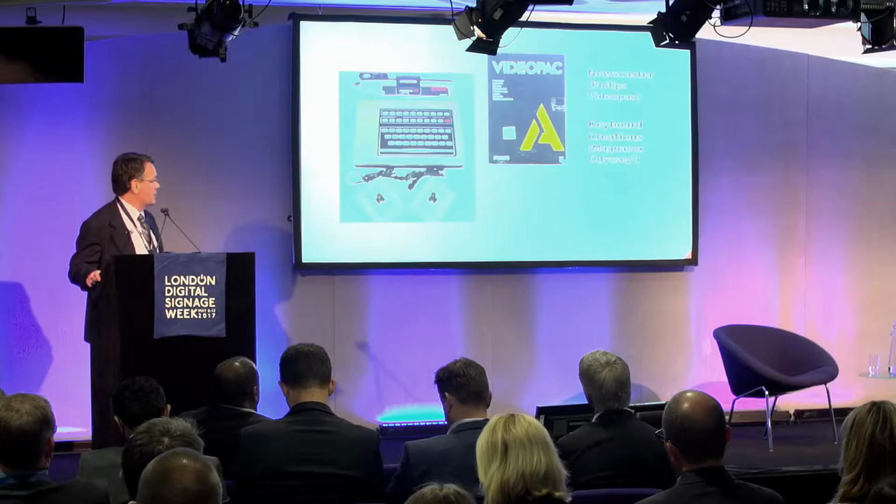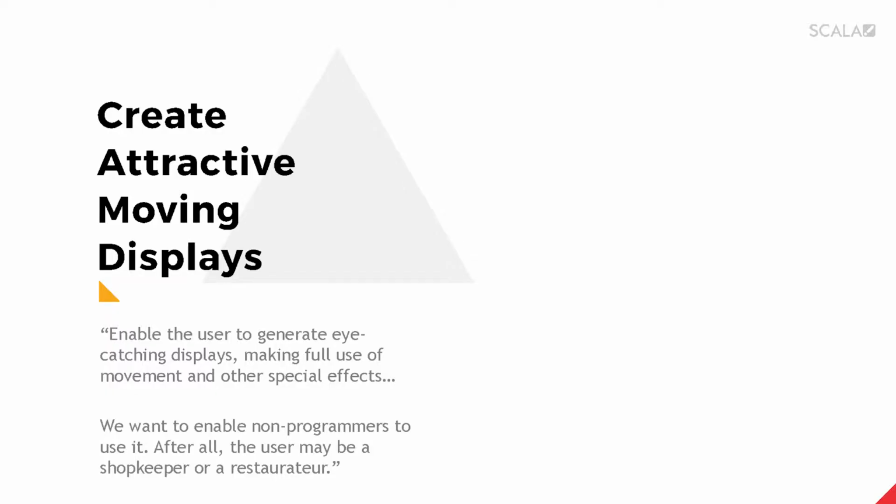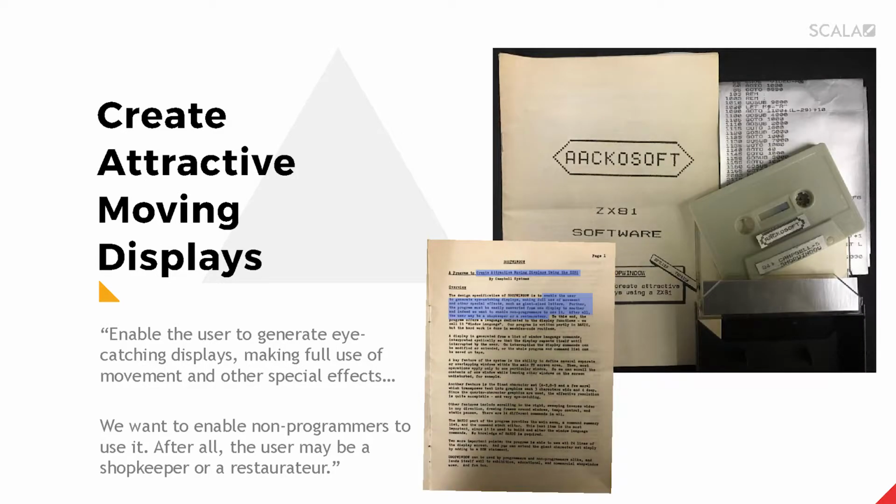Now if we say, well, what does a modern pitch look like? Here's an example of a modern marketing pitch for digital signage, which is to help you create attractive moving displays, to enable the user to generate eye-catching displays, making full use of movement and other special effects. We want to enable non-programmers to use it. After all, the user may be a shopkeeper or a restaurateur. So this is from 1982 for the Sinclair ZX81.